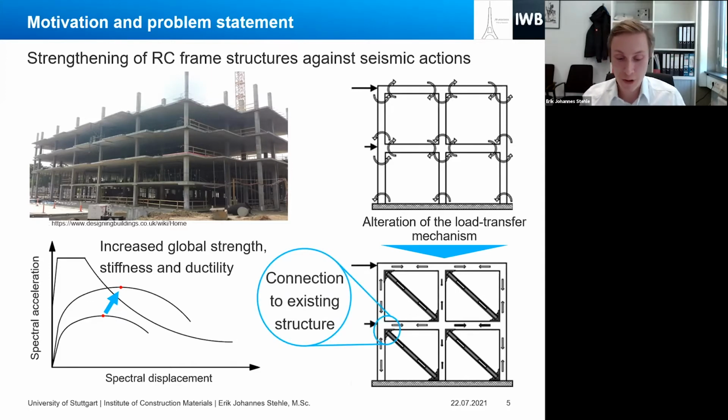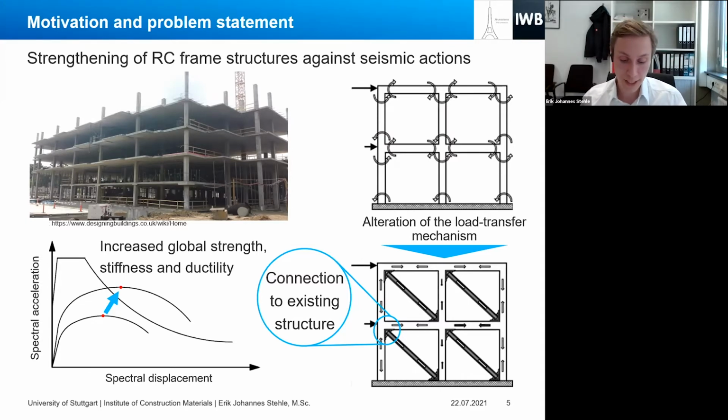The principle of all these strengthening solutions with steel bracing is actually well known, but the question is what is a good solution to connect these additional structural elements to the existing structure? And here, a direct connection between the steel bracing and the reinforced concrete frame has several beneficial characteristics, such as the practicability, a low invasiveness of the solution, and also a high adaptability to the structural preconditions.